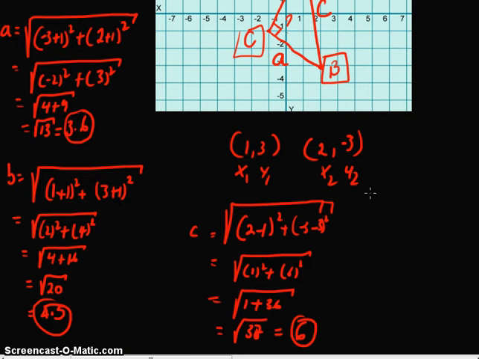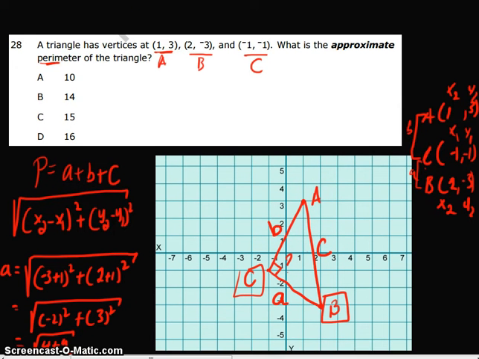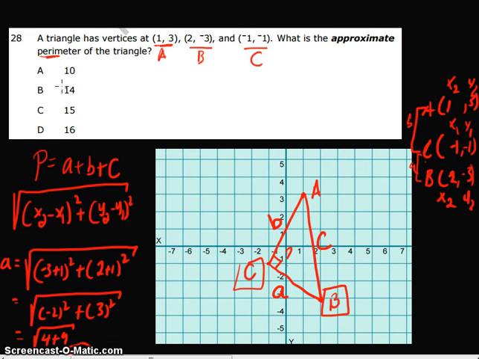So we do have a, b, c, so the perimeter is given by a plus b plus c. When we do this calculation, we get 3.6 plus 4.5 plus 6, and this comes out to about 14.1. So roughly about 14 would be the correct answer for this perimeter. So based on this, the right answer will be choice B, and this completes the problem.